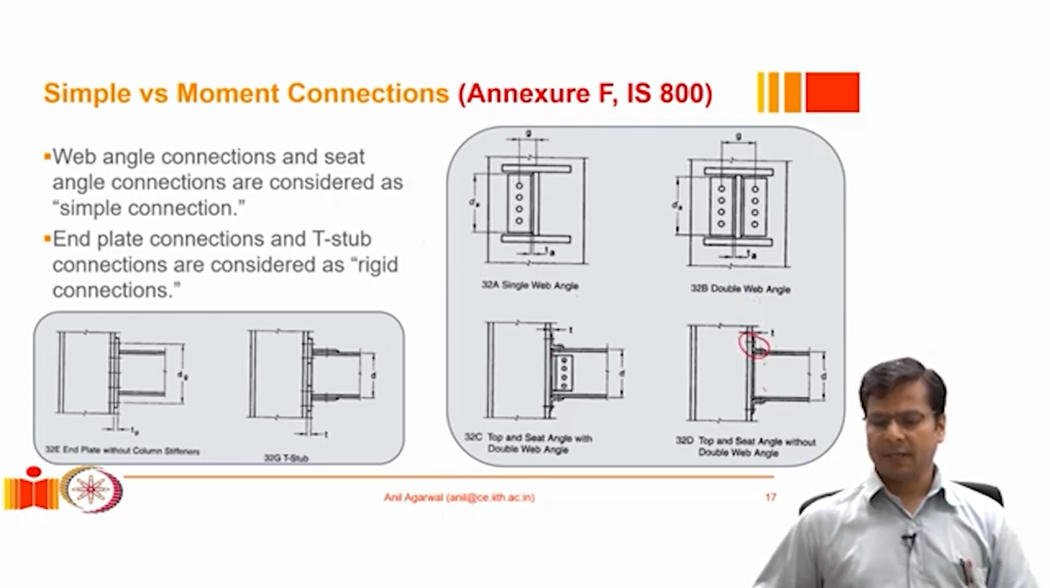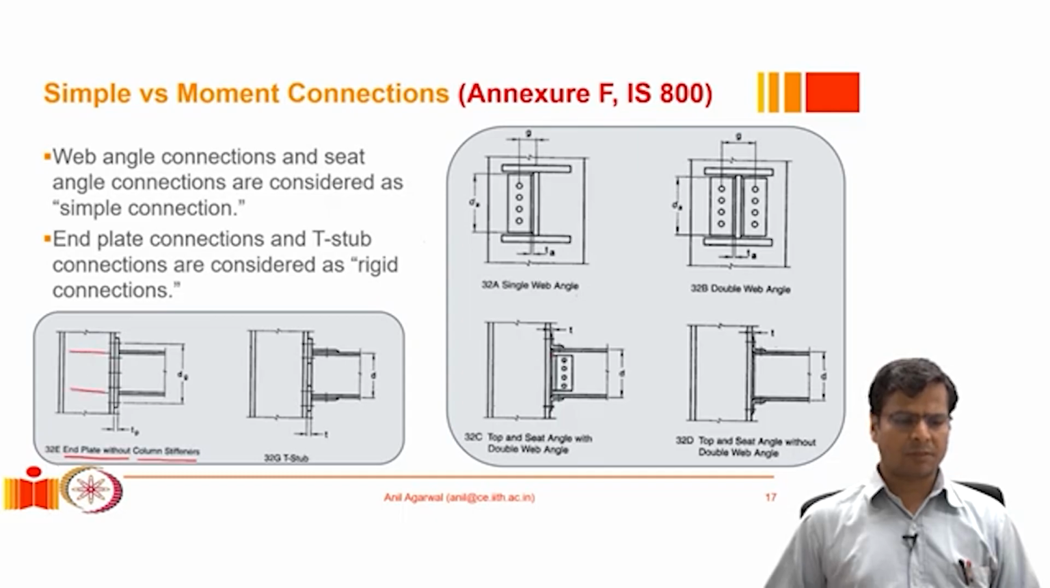and that's why these can be considered as simple connections. IS 800 also mentions a couple of types of rigid connections, the connections that can resist moment. So again, we have to go to annexure F. There are these 2 types of connections mentioned. One connection has an end plate without column stiffeners, and there can be another variety of it where we put some column stiffeners to resist the load effectively. Let's not go into that. We will talk about that in the next lecture in more detail.